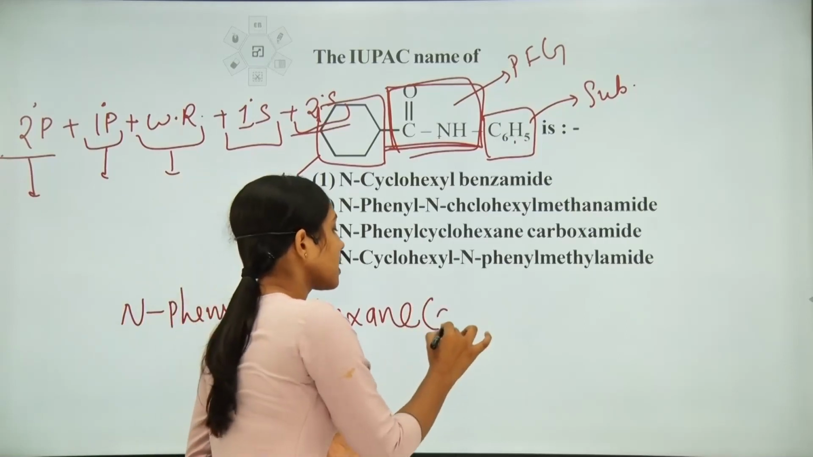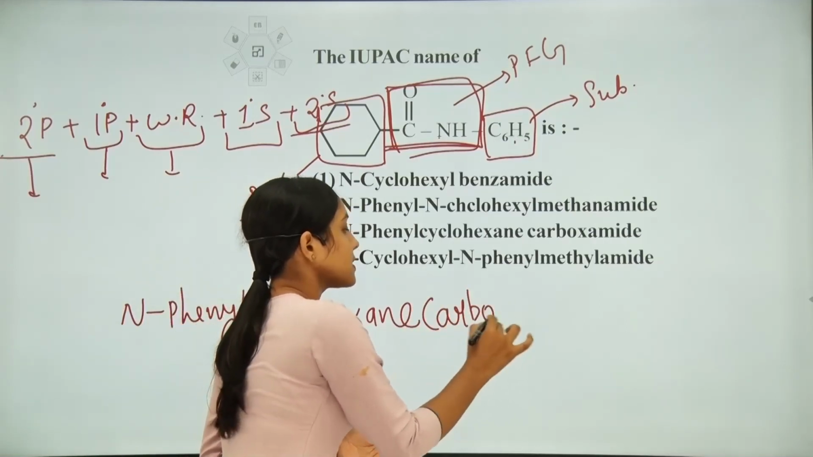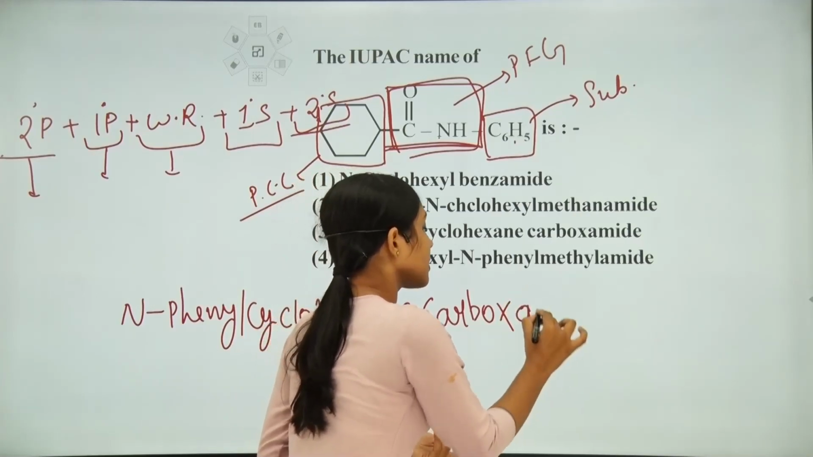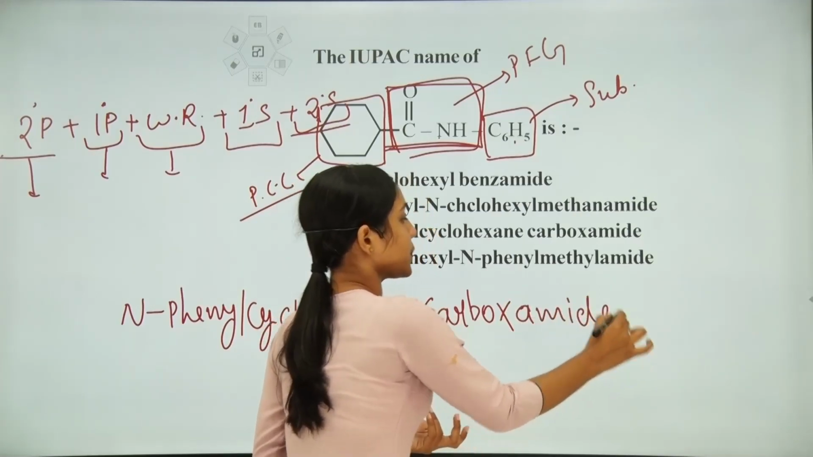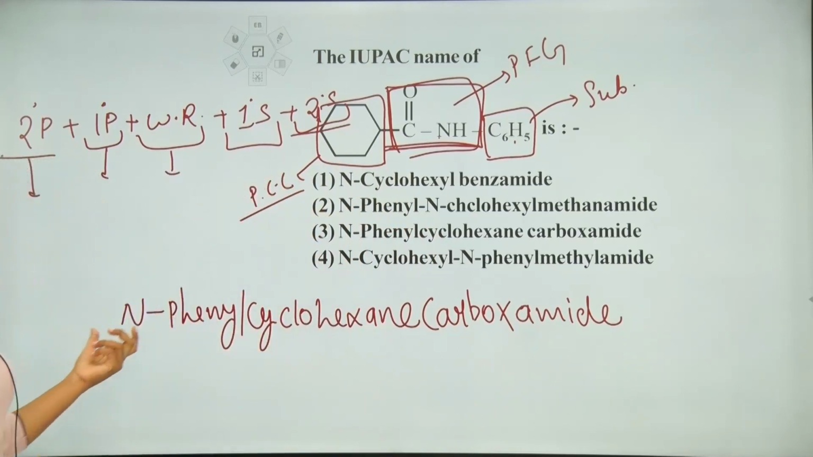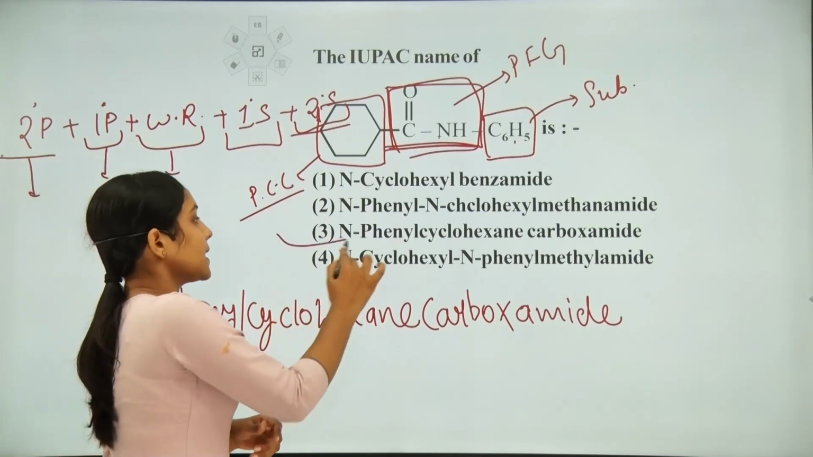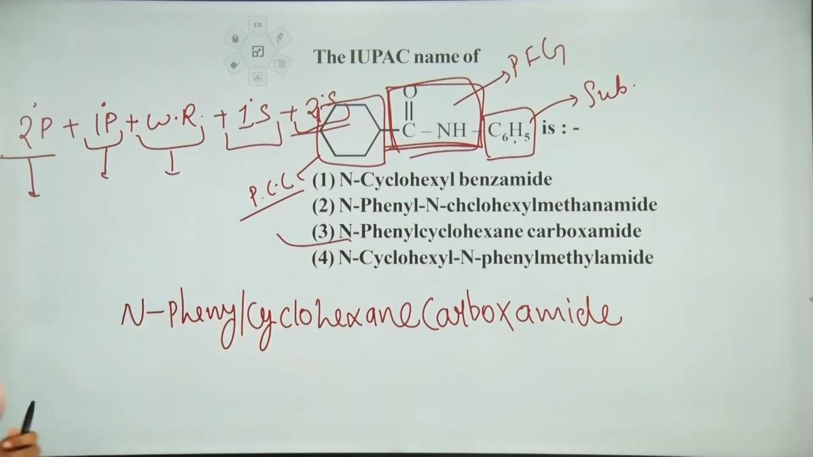So here we can use the carboxamide suffix for the amide functional group. So the name is N-phenyl cyclohexane carboxamide. So option 3 is the correct option. Thank you.